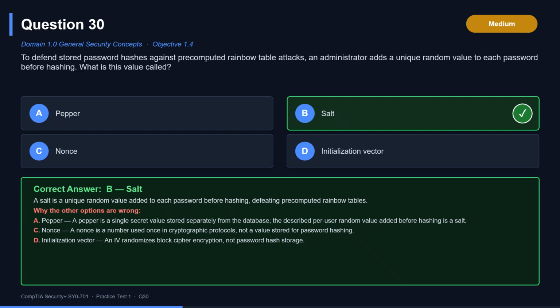Now, why the other options are wrong? Pepper is incorrect. A pepper is a single secret value stored separately from the database. The described per-user random value added before hashing is a salt. Nonce is incorrect. A nonce is a number used once in cryptographic protocols, not a value stored for password hashing. Initialization vector is incorrect. An IV randomizes block cipher encryption, not password hash storage.